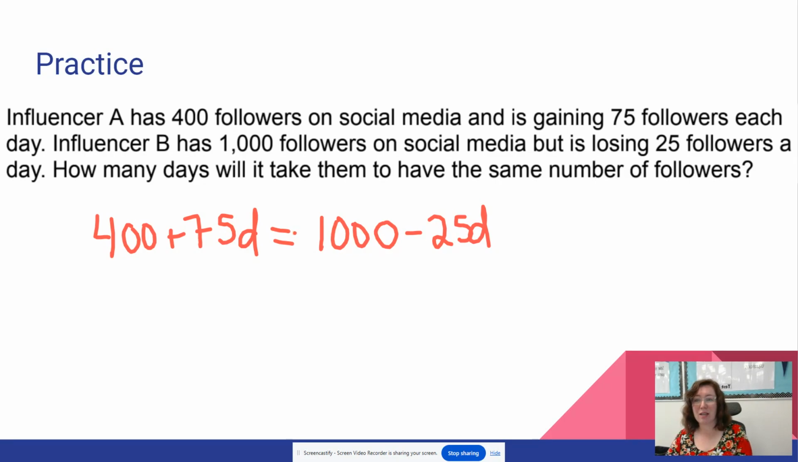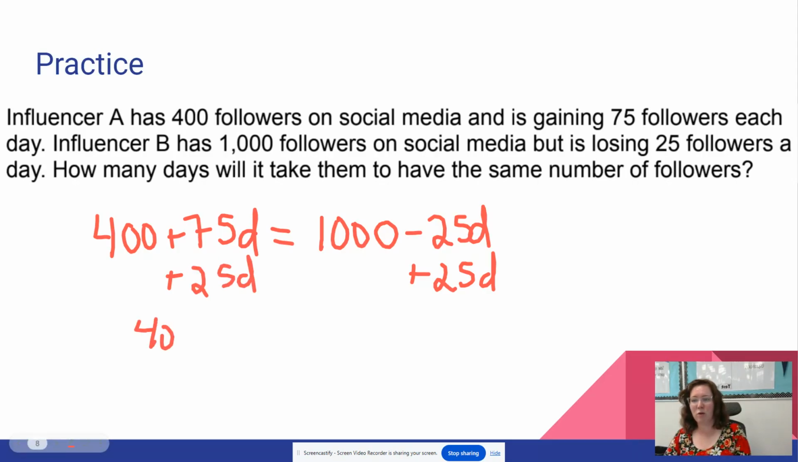Now there's just a letter on both sides. We don't like that, so we choose one to get rid of. Minus 25D is much smaller than a positive 75D, so I'll do the opposite of minus 25D, which is positive 25D. And now we have 400 plus 100D equals 1,000. And now it's just a two-step equation. Subtract 400 on both sides and then divide by 100.